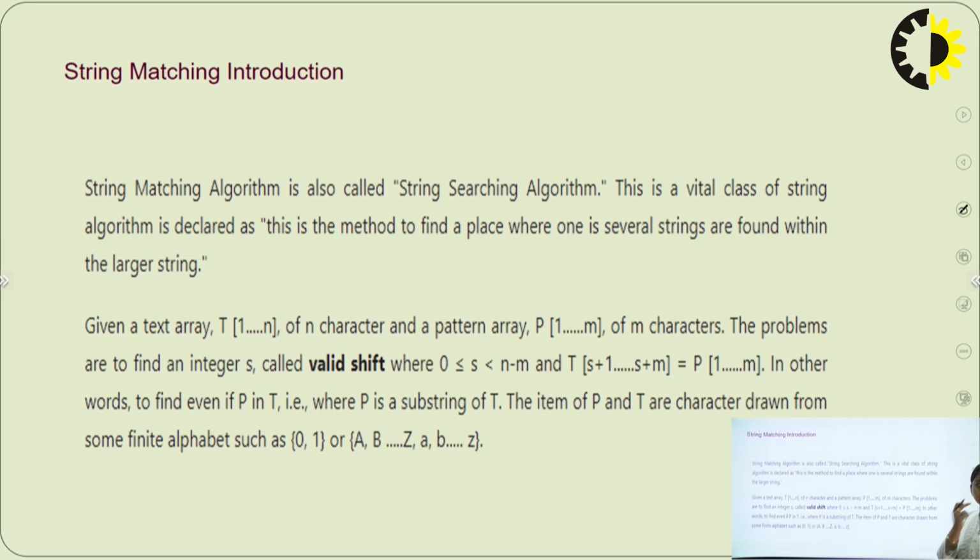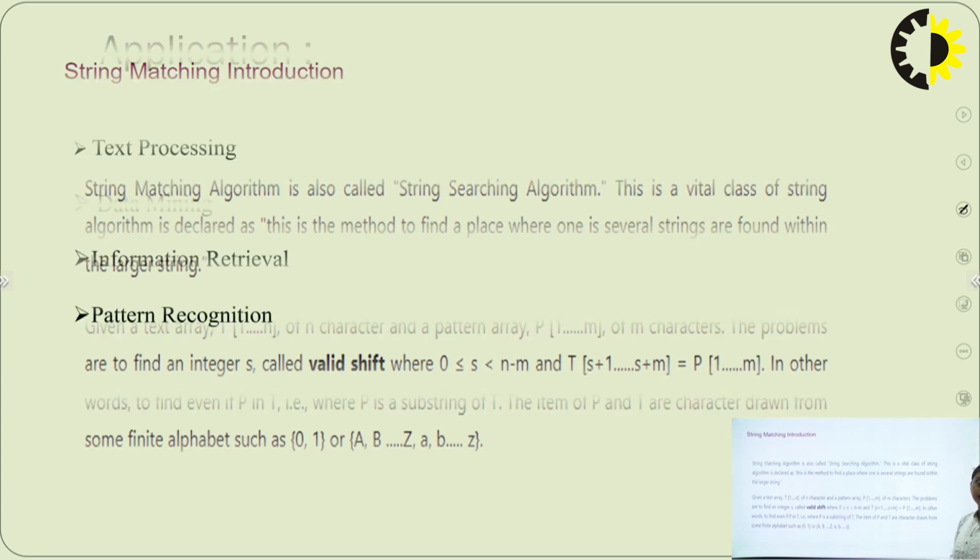In other words, we find whether P is in T, that is, where P is a substring of T. The items of P and T are characters drawn from some finite alphabet, such as 0 or 1, or we can say the alphabet in capital letters as well as small letters.